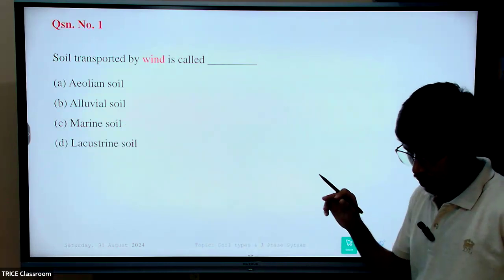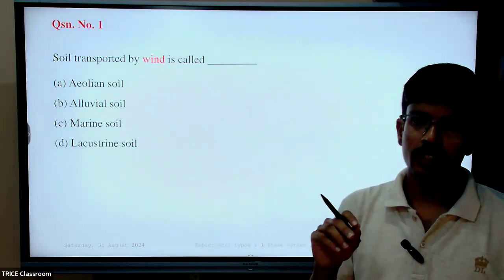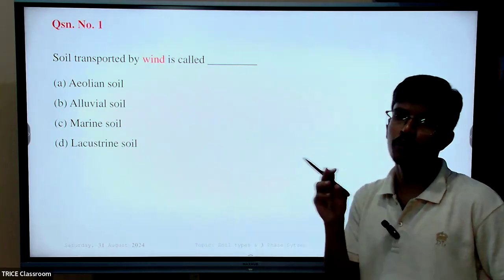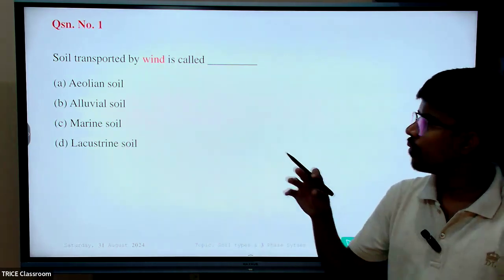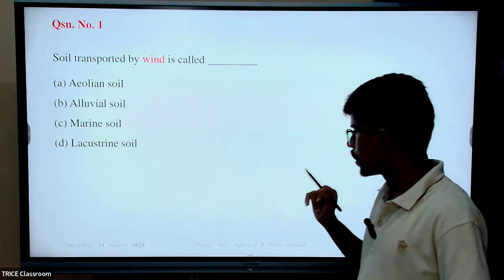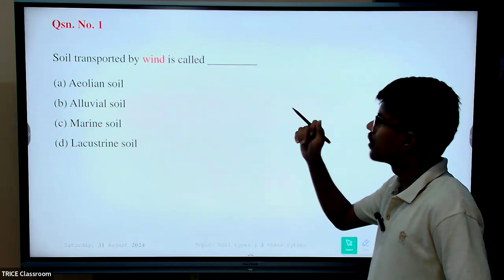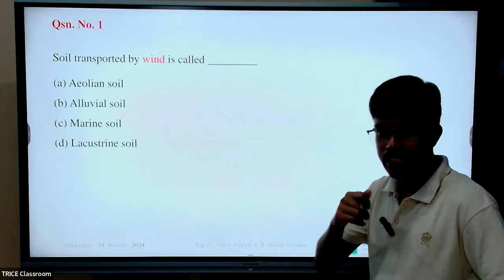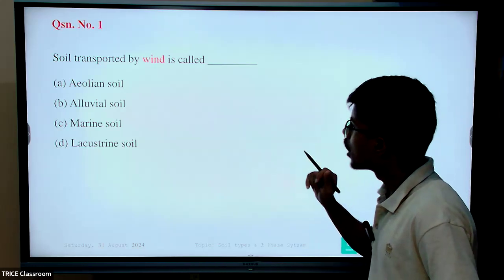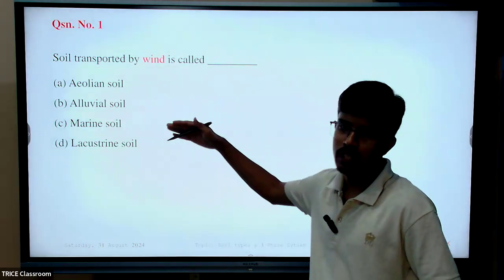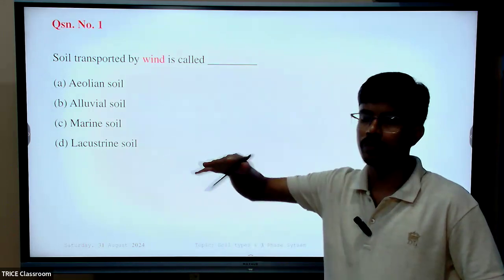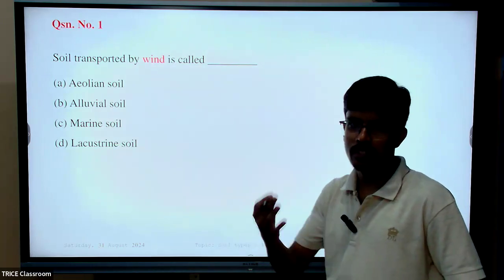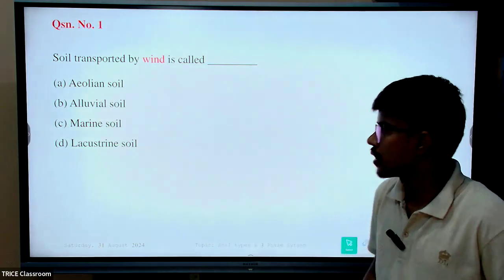Okay. Based on the transporting agency, by the action of water, wind, lake, sea water, gravity, and glaciers, we have certain notations, right? As we just discussed, soil transported by wind action we call aeolian soils. Then alluvial soils are transported by the action of running water. Then marine soils are sea water deposits. Then lacustrine soils are lake deposits, I mean still water deposits.